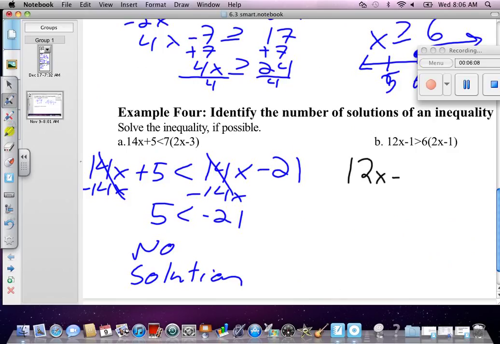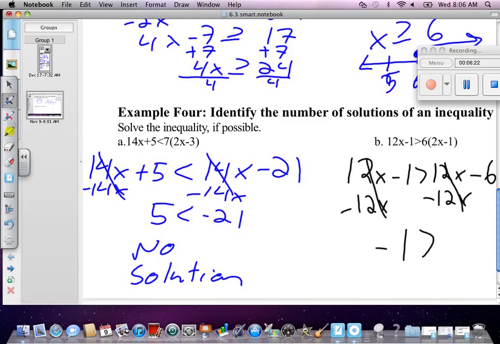We get 12x minus 1 is greater than 12x minus 6. I subtract 12x from both sides. I get negative 1 is greater than negative 6. Wait a second. Is negative 1 bigger than negative 6? Is that a true statement? Yeah. So instead of no solution, we write all real, because it's true for all.